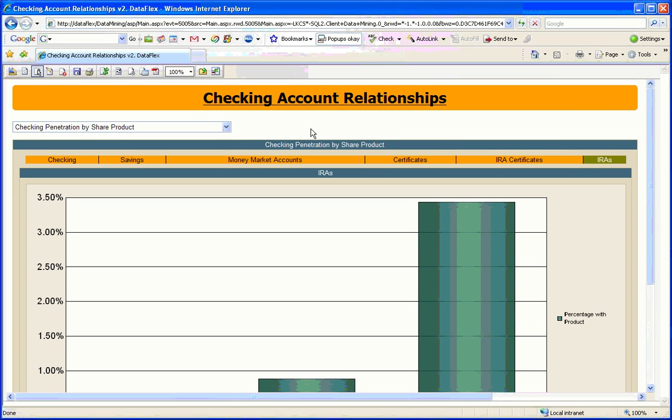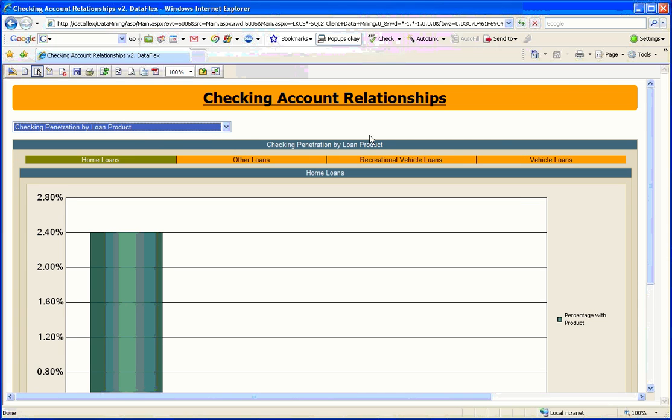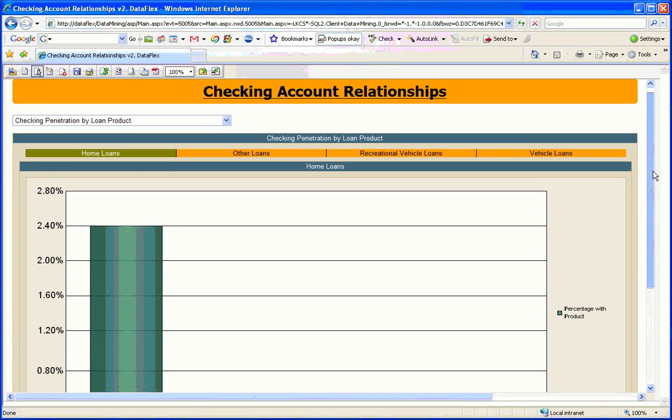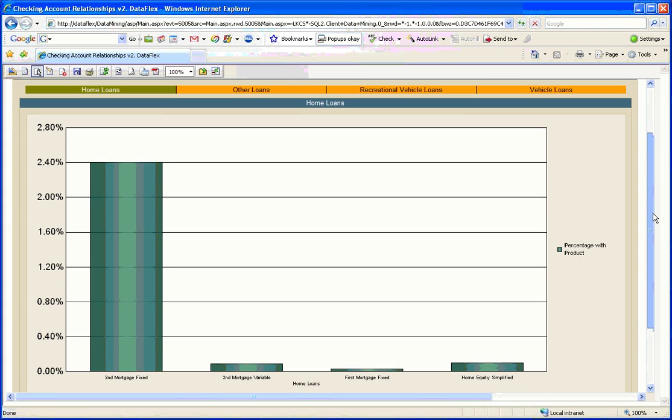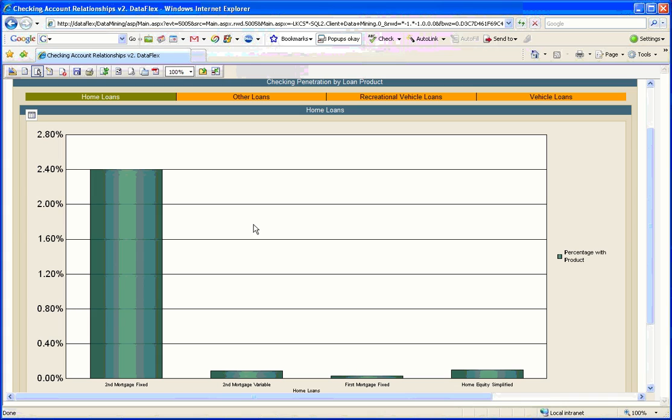In this case, we're only looking at savings categories, but you'll notice in my drop-down that I also have the ability to look at checking penetration by loan product. Now we're going to see what loans members with checking accounts have, so we can identify where we can push there. Interestingly, 2.4% of members with checking accounts have a second mortgage fixed home equity loan. But you can see that this far exceeds the penetration rates of other home loans at this institution.